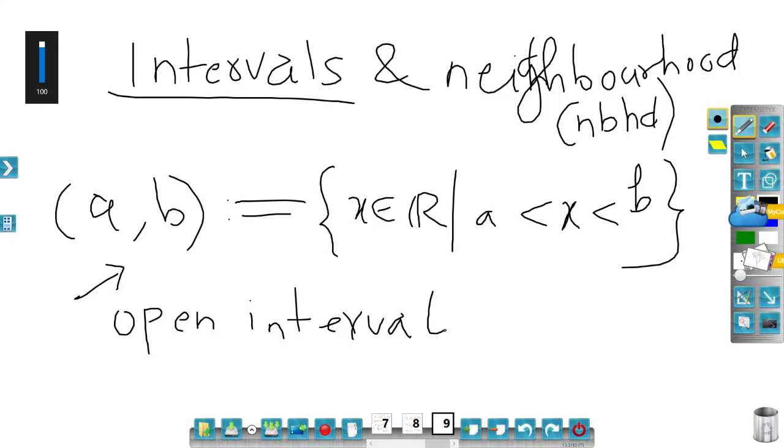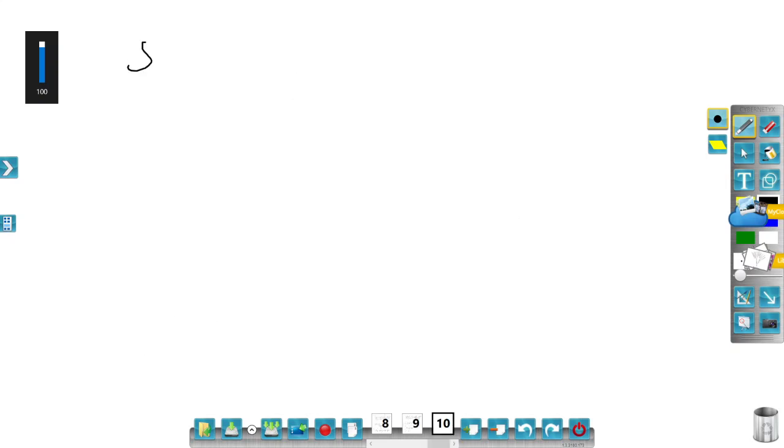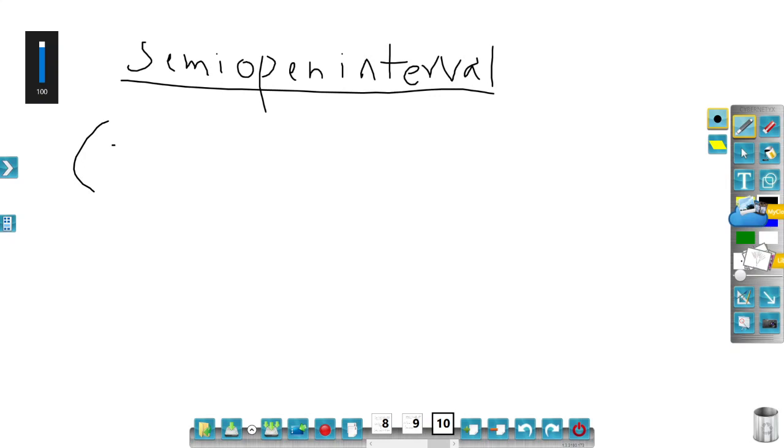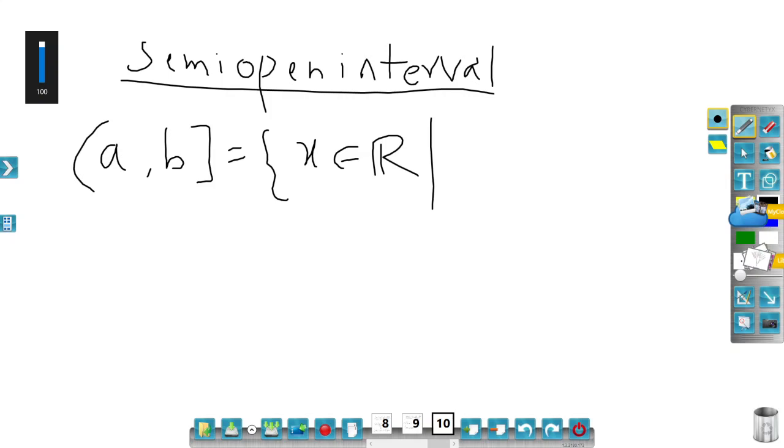Second is the semi-open interval. These are the small definitions I am writing now. So semi-open interval means open at a and closed at b. This is the same as those x belonging to R such that x is strictly greater than a and less than or equal to b. So when I say closed at b, that means b is included.